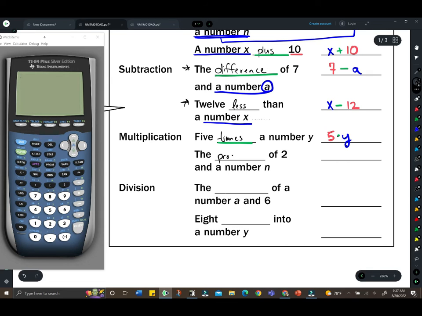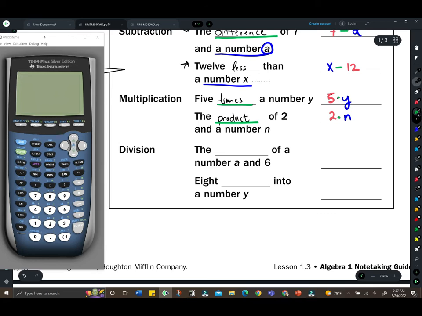Another word is product. Okay, product is multiplication. The product of 2 and a number n. So multiplication, a number n and 2 is what that would look like. Okay, so multiplication is times and product.